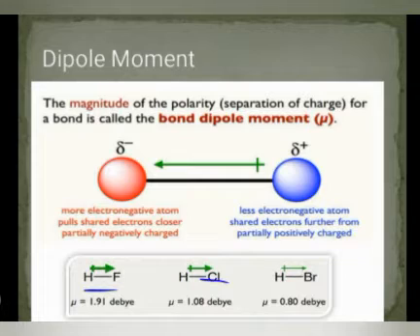Suppose we have 3 examples here. In HF, H is less electronegative than F, so F will pull the H; chlorine will pull less, bromine even less. So this is the dipole moment. The dipole moment is written with mu, and this is the SI unit of dipole moment. The dipole moment of HF is 1.91, HCl is 1.08, and HBr is 0.80. It means that down the group the dipole moment is decreasing.